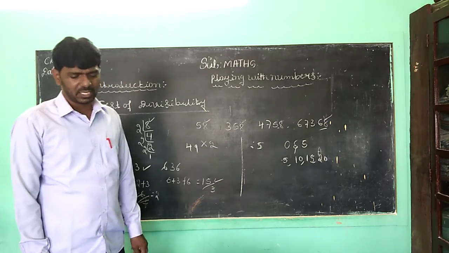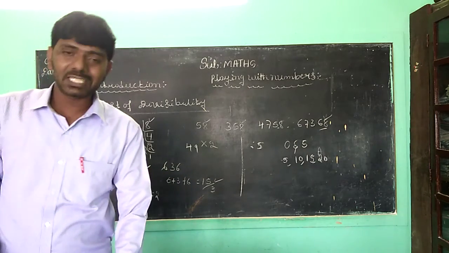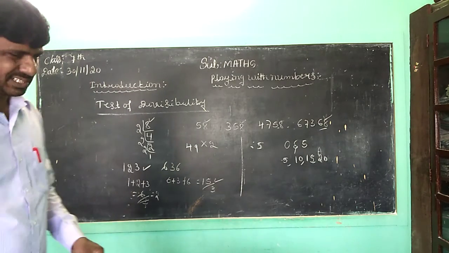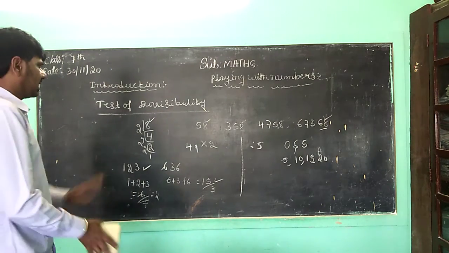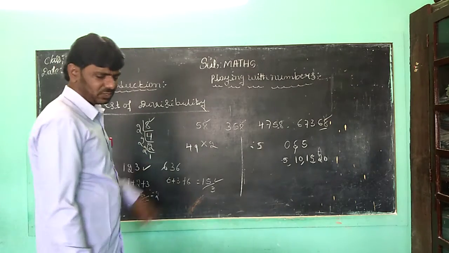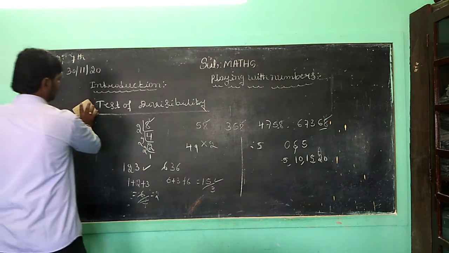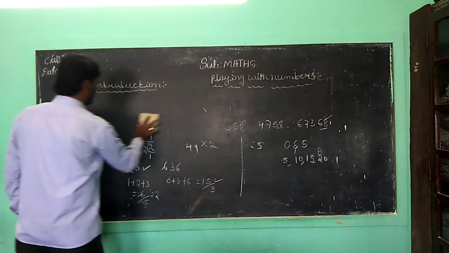No doubt, children. Next we want to discuss the common factors. Test of divisibility is over, children. Next we want to discuss the common factors. What are common factors?